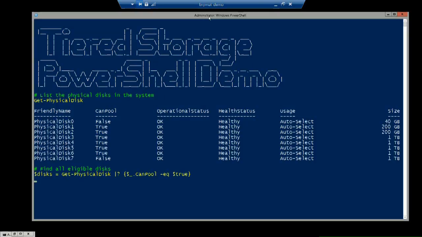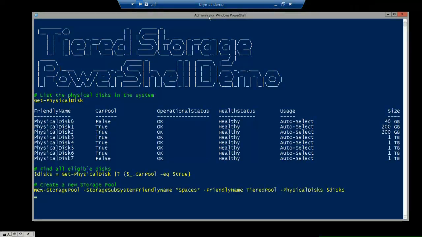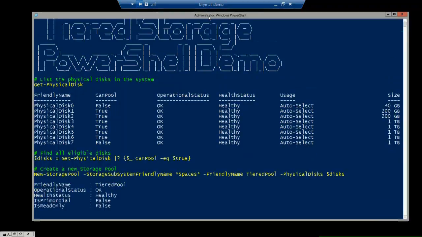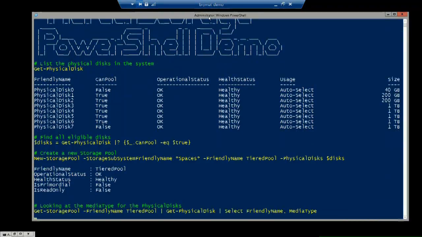Now you can see when I queried for the physical disks in the system, I can see by the can pool field, 6 of them can be pooled. All right? So I'm going to grab those 6 disks and stick them into my $disks variable. Okay, so I have my disks that I can pool. Now I create a storage pool. I do new storage pool, pass in the subsystem, pass in the friendly name, and pass in the disks. Now storage spaces is going to go to all those disks and write out its metadata.